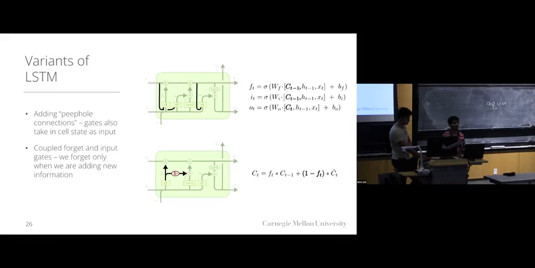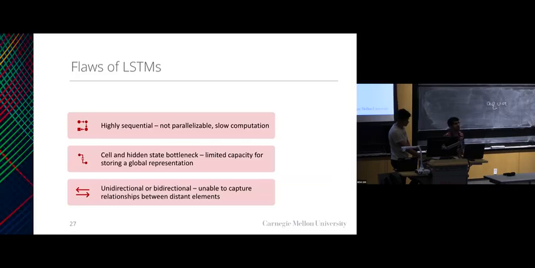Rather than being able to keep both the old cell value and the update, we balance by weighting the two. Now I'll talk about some of the flaws of LSTMs. The first is that they're still highly sequential, so there's no way to parallelize within the sequence itself, and that leads to slow computation.